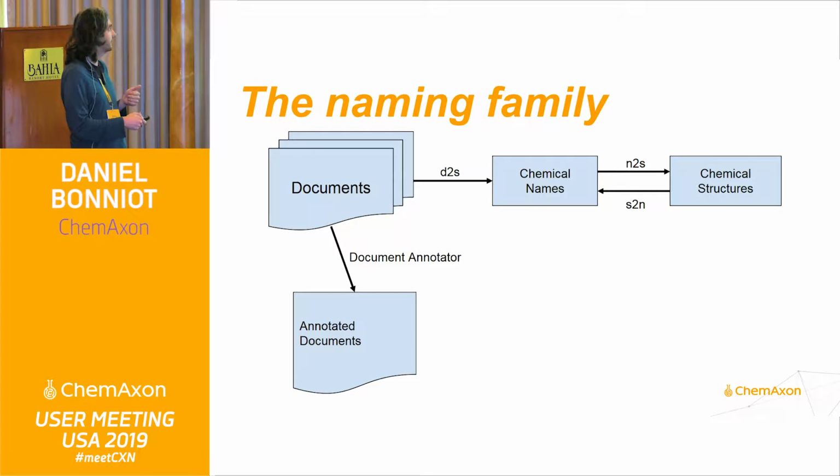And you can also go the other way around. So given the structure as input, what is its chemical name? Either the IUPAC name, but it could be also the common names. And so we have all these tools. And the last one is the document annotator, that given a document will create a new document that highlights the names that are present there. So this is the family of the tools that we have in that field.